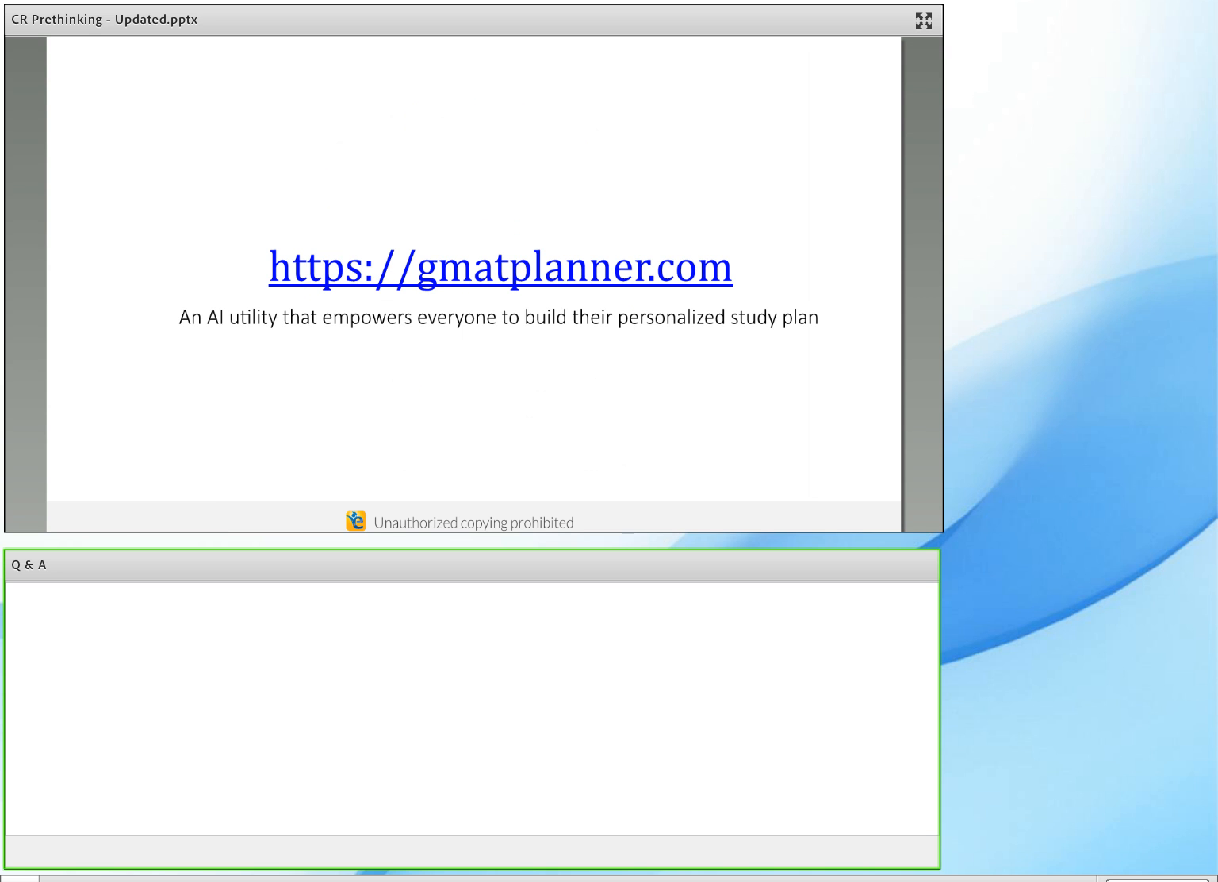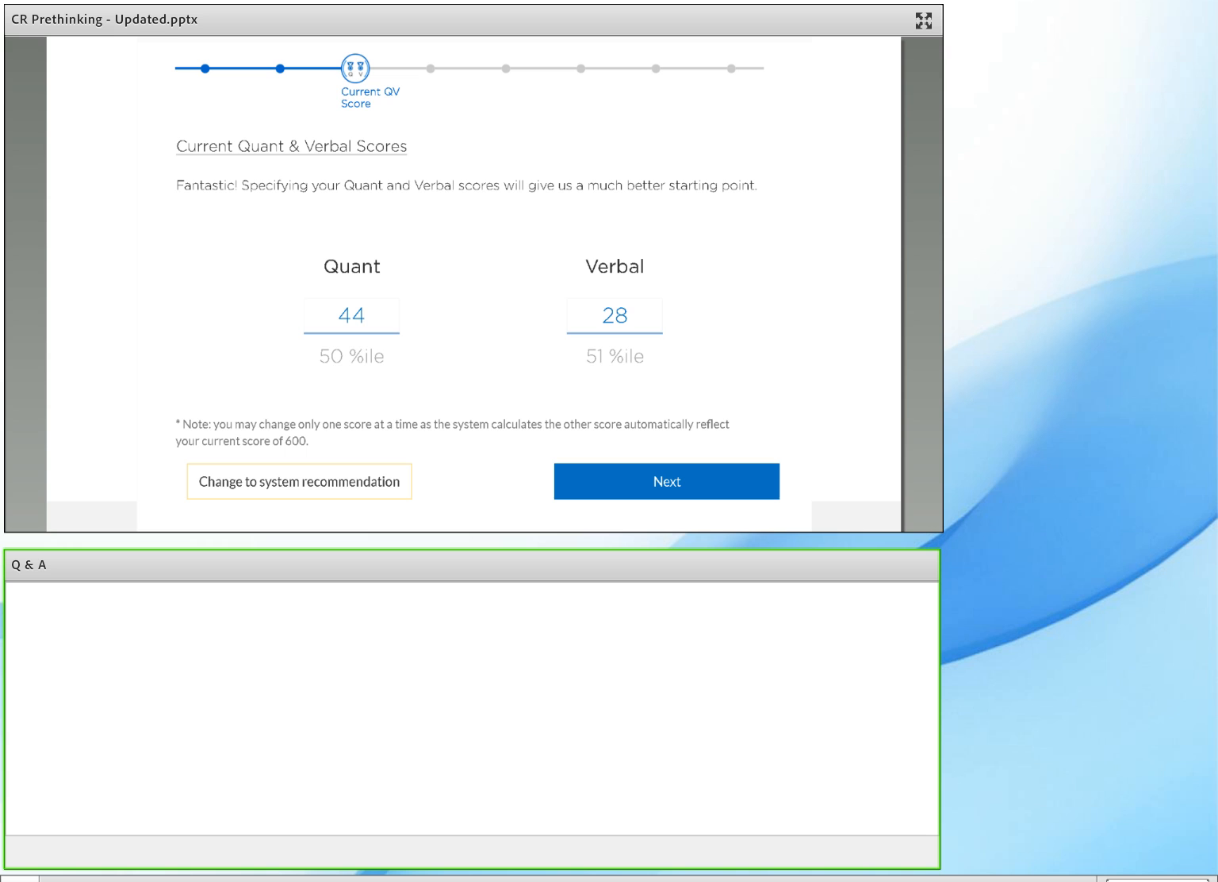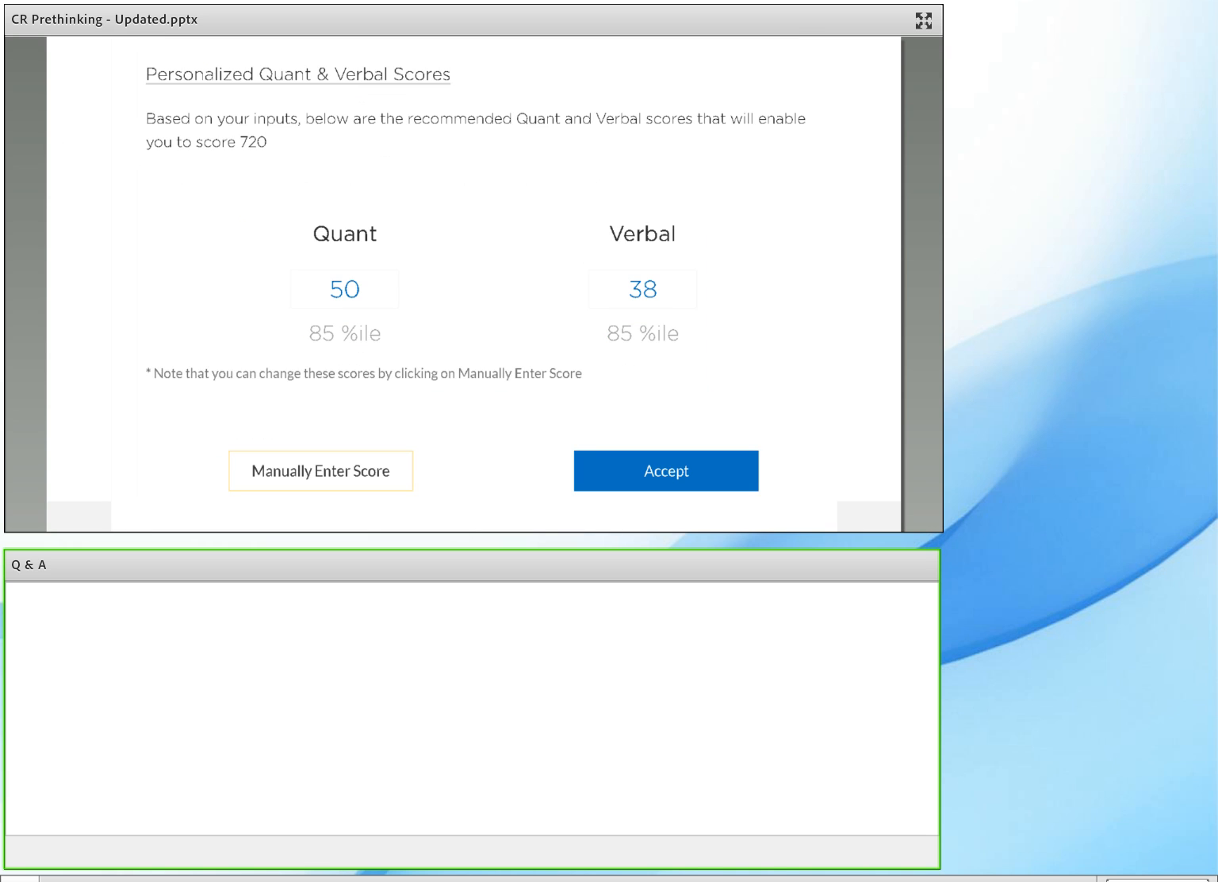The next step is to set milestones towards that 720 or 730 score. And we've built an AI-driven tool called GMAT Planner, which allows every student to build his or her personalized study plan. So how does this tool work? It takes in your current quant and verbal scores. It also then recommends for a score of 720 your target quant and target verbal scores. Now this is a recommendation based on this current student's starting scores.